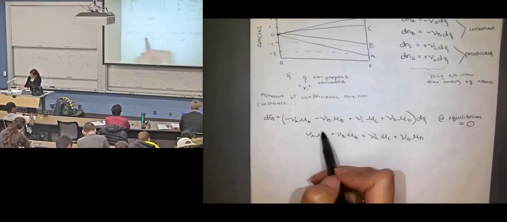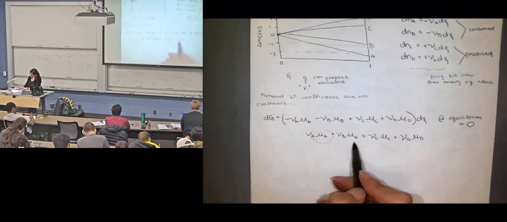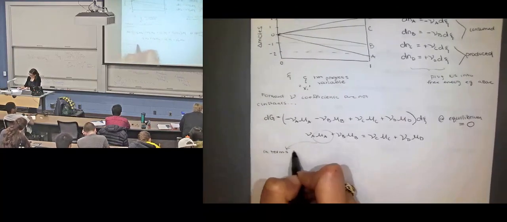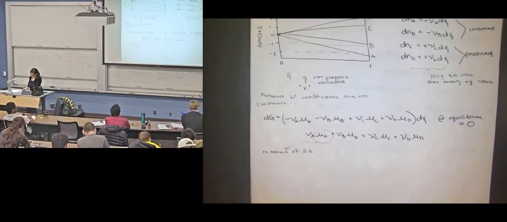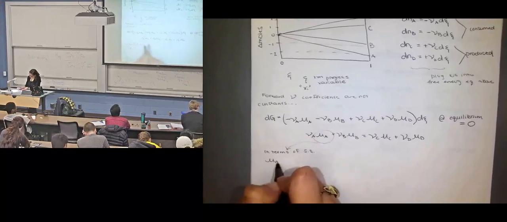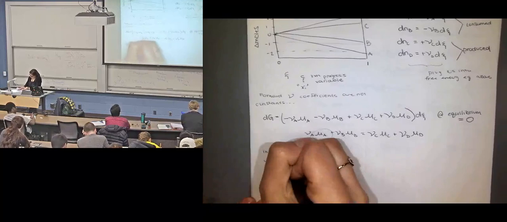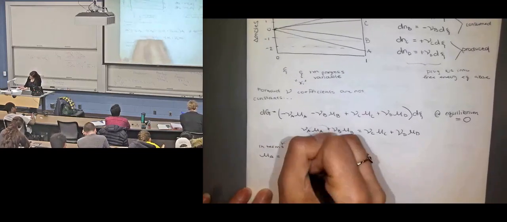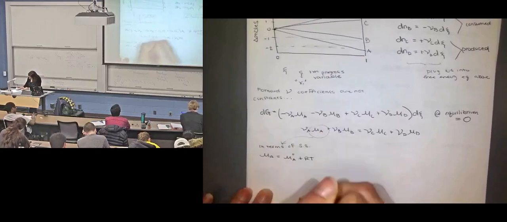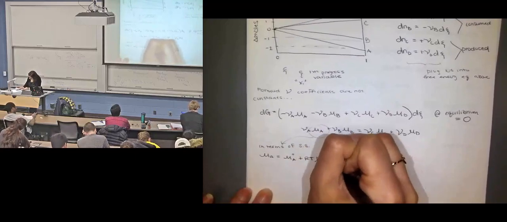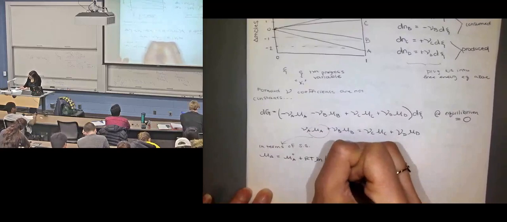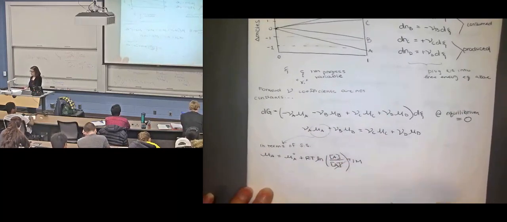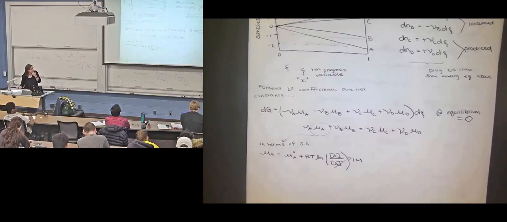And now what I want to do is write these terms in terms of standard state. The chemical potential of A is given by the standard state chemical potential of A plus the gas constant times temperature times the natural log of the concentration of A divided by the standard state concentration of A. But we know this is 1 molar, so we let it go.